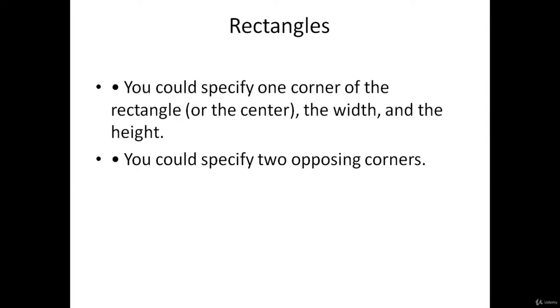You can ignore angle. To keep things simple, assume that the rectangle is either vertical or horizontal. There are at least two possibilities. You could specify one corner of the rectangle or the center, the width and the height. You could specify two opposing corners. At this point, it is hard to say whether either is better than the other, so we will implement the first one just as an example.